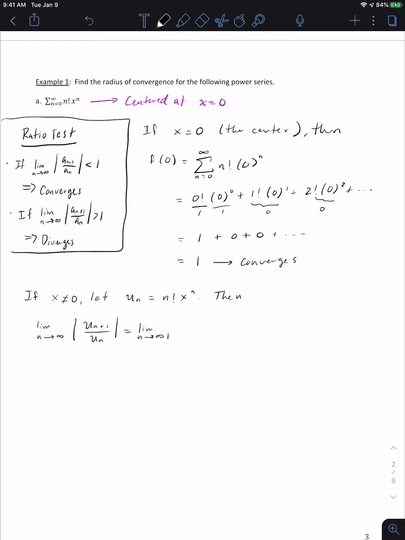And remember, whatever we get for this answer, we know that if it's less than 1, it converges. If it's greater than 1, then it diverges. Okay, so let's plug everybody in. n plus 1 means we plug in n plus 1 into u, so I end up getting n plus 1 factorial x to the n plus 1 over n factorial x to the n.